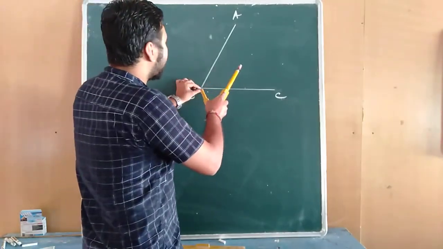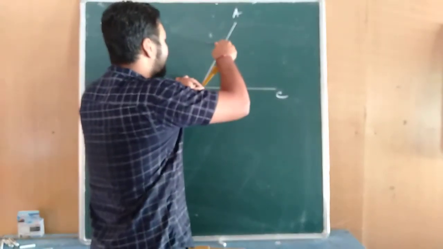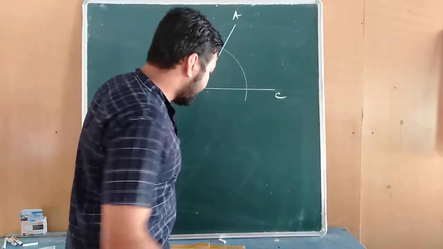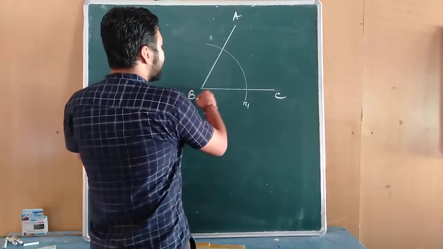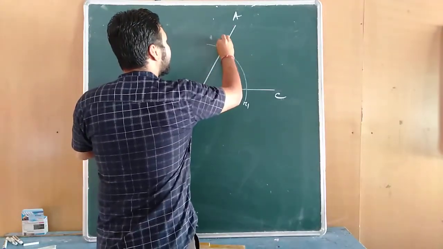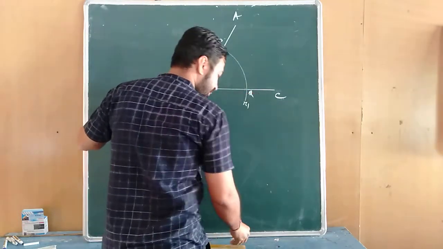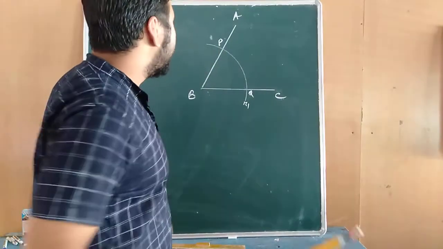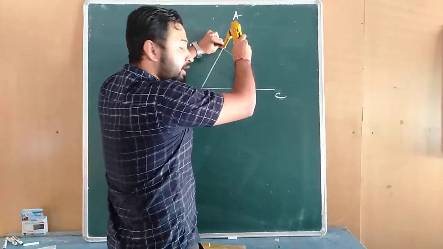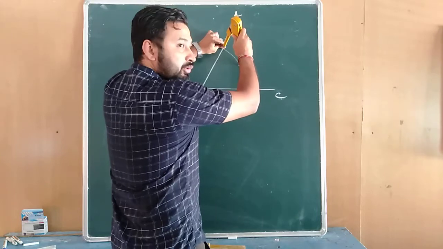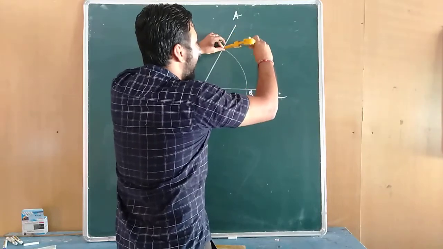at first we should take B as center and with any radius draw one arc. Give the name of this arc as small r1. So this arc cuts AB at point P and BC at point Q. Got it? Now take P as center and a radius more than half of PQ, and draw one arc.